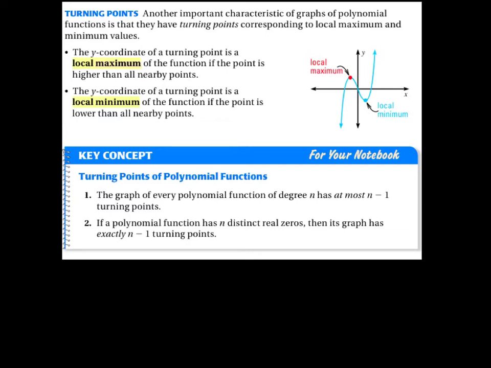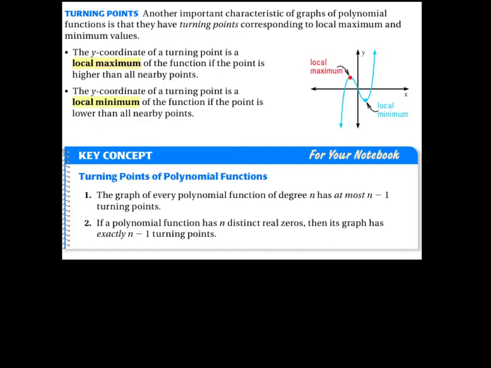And we disregarded what was going on in the middle of the function. So turning points here refer to what happens in the middle of the function. Depending on what the degree is, you're going to have some turning points. Those turning points are determined by the degree. So if you look down at the key concept box here, number 1 says the graph of every polynomial function of degree n has at most n minus 1 turning points.